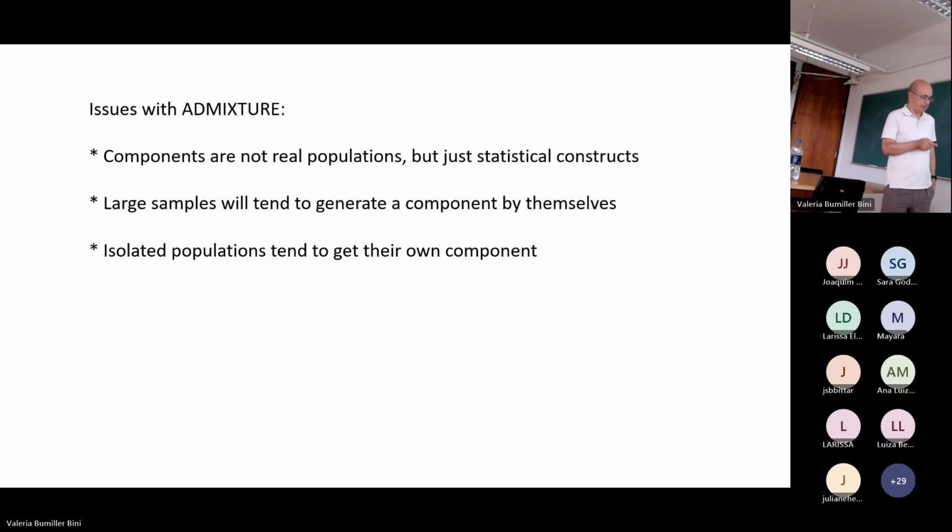There are issues with ADMIXTURE. Components are not real populations, just statistical constructs. Large samples: ADMIXTURE is quite sensitive to sample size, so large samples will tend to hog their own component. So quite often it's good scientific practice to subsample large populations, so that all the samples have similar sizes. And isolated populations tend to get their own component more than you would reasonably expect.